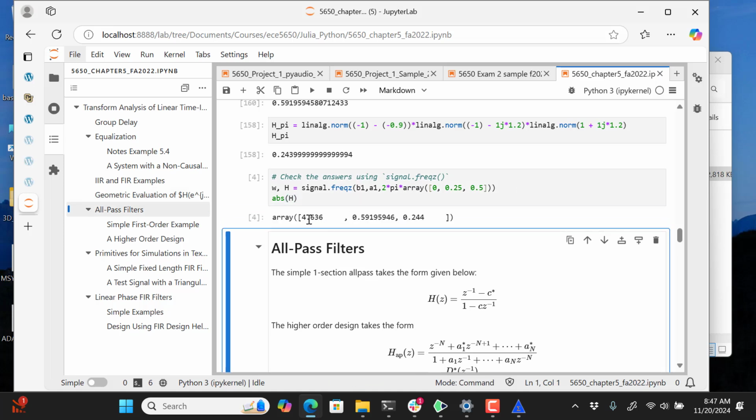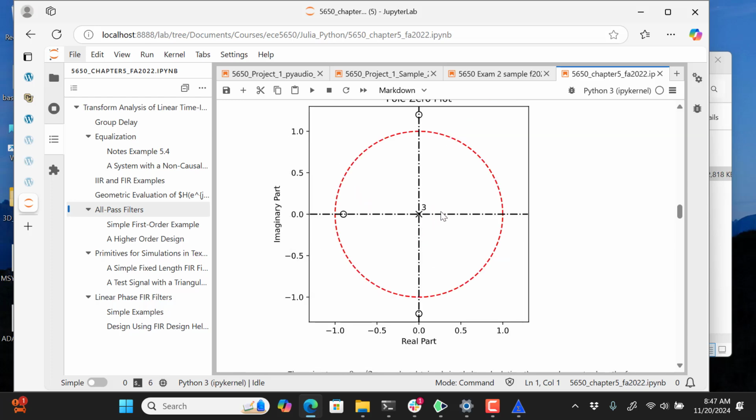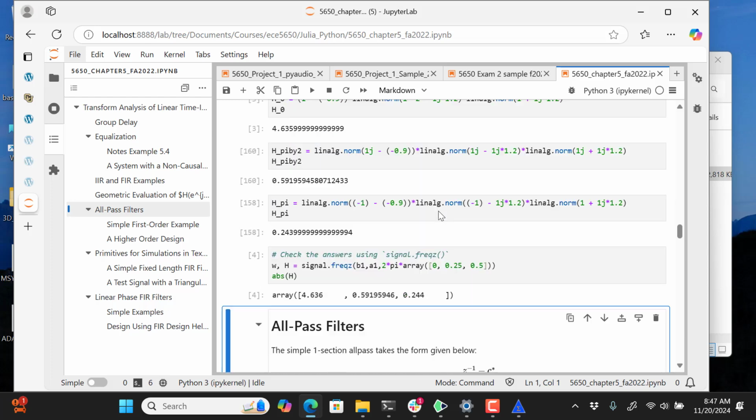So I get 4.636 at 0, 0.591, and 0.244. And of course, I could sweep that around and get the full plot if I wanted to, and that's probably what I would do normally. But if you were working a problem, you could check it, or just simply see how you could work it with the more modern tools. The geometry idea, though, is still something that I may throw in on the final. I don't know. Remember, it's open book, open notes, but you can't use a computer on the final.